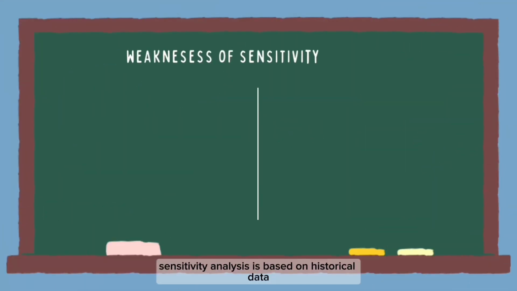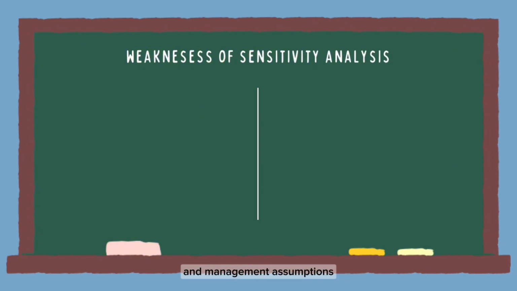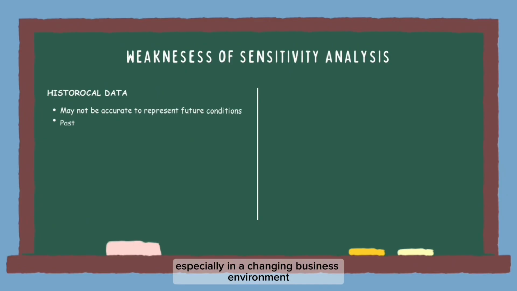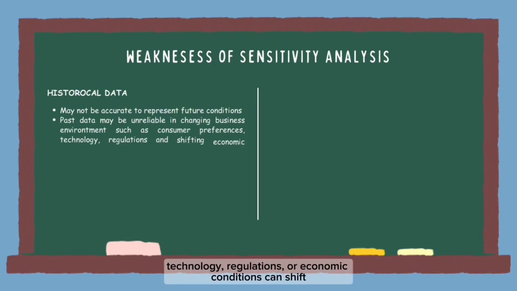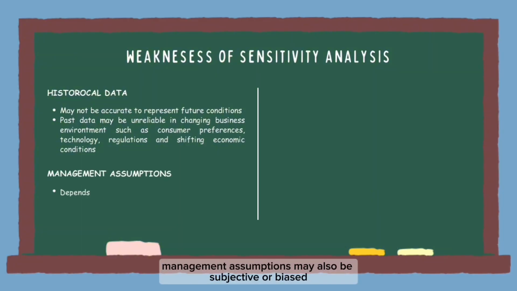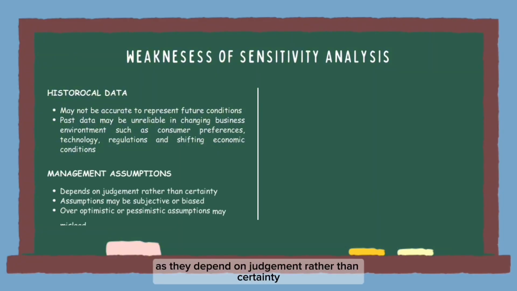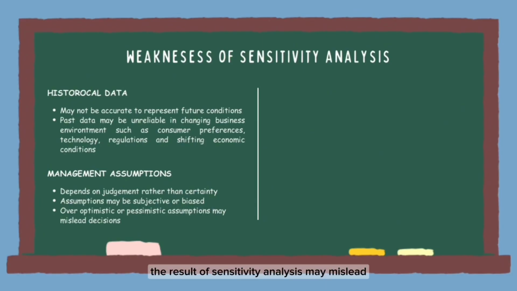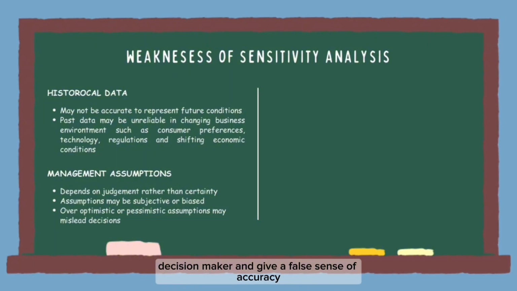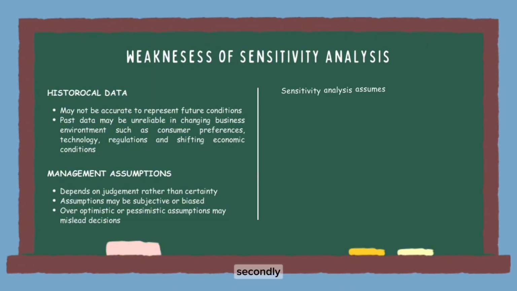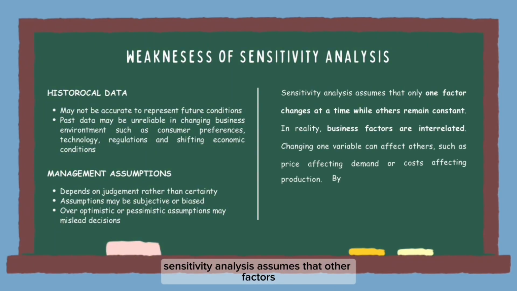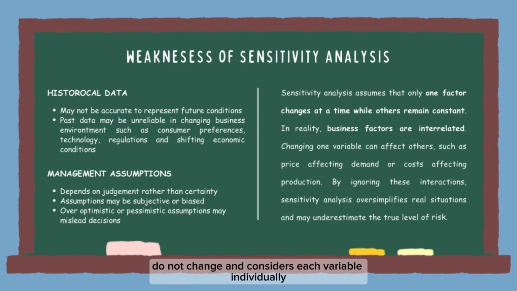Firstly, sensitivity analysis is based on historical data and management assumptions. Historical data may not accurately represent future conditions, especially in a changing business environment where consumer preferences, technology, regulations, or economic conditions can shift. Management assumptions may also be subjective or biased, as they depend on judgment rather than certainty. If the assumptions are overly optimistic or pessimistic, the results of sensitivity analysis may mislead decision makers and give a false sense of accuracy.